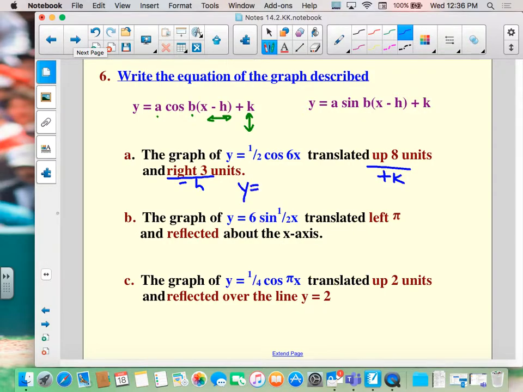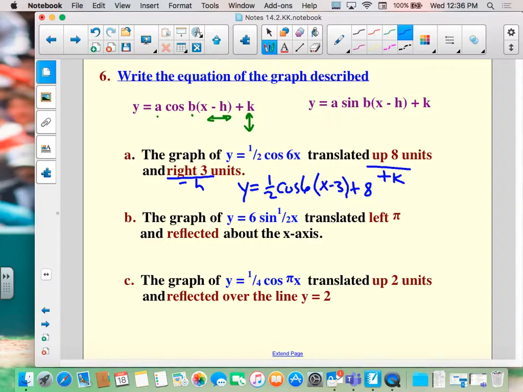So I'm going to keep y equals. I'm going to keep 1/2. I'm going to keep cosine. I'm going to keep 6. But in parentheses, I'm going right 3. And then I'm going up 8. So this is asking you to take an equation and see if you can add the missing pieces.